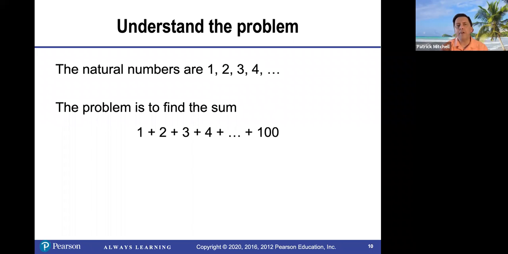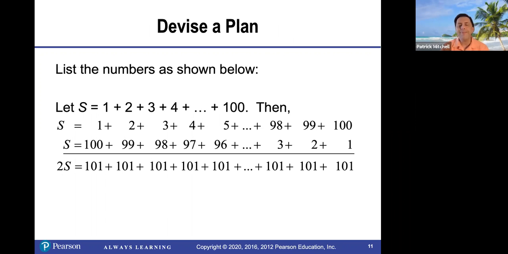So remember that the natural numbers are the numbers that you used to count with. They're also sometimes called the counting numbers, 1, 2, 3, 4, et cetera. And as I said a minute ago, the problem is to find the sum 1 plus 2 plus 3 all the way up to 100. So here is how Gauss did it. And in doing this, he discovered a formula for the sum of the first n natural numbers, which I'm going to share with you in a minute.